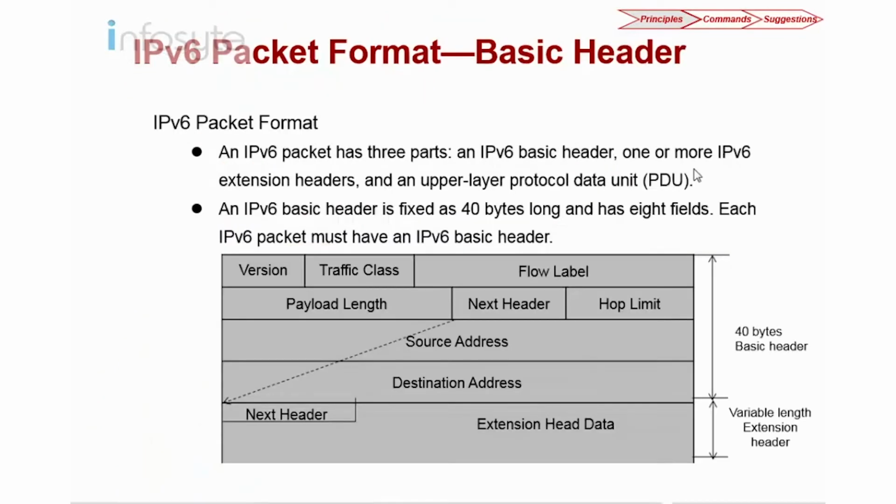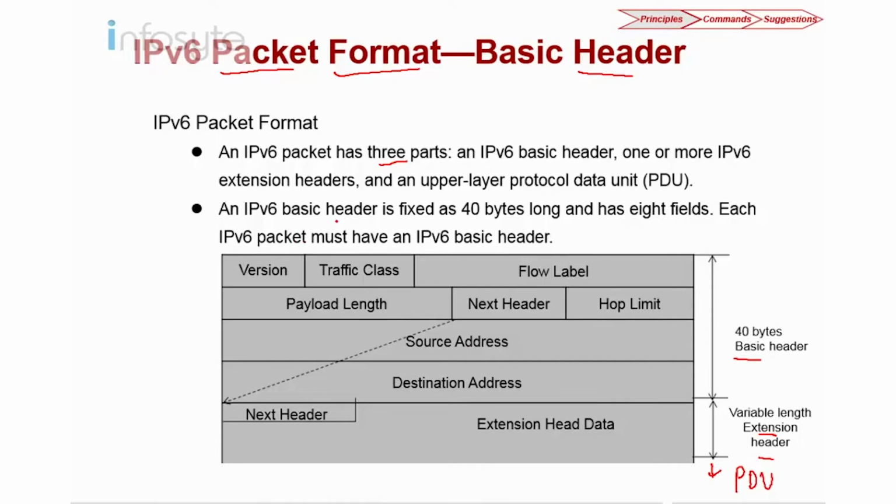Now it's time for us to look into the IPv6 packet format, alright, specifically the header. Right, so first, IPv6 packet has three parts. So first we have the basic header, then we have the extension header, and finally below over here we have the PDU, which is the protocol data unit.